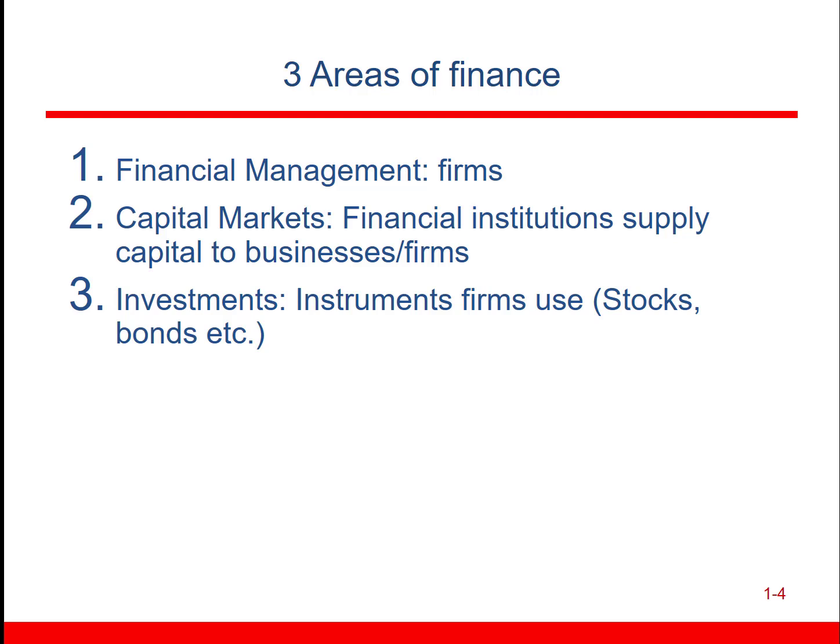Let's talk about three main areas of finance. The first one is financial management, which mainly focuses on decisions relating to how much and what types of assets to acquire and how to raise the capital needed to purchase assets. It's mainly about firms. Capital markets relate to markets where interest rates along with stock and bond prices are determined. The third one, investments, relates to decisions concerning stocks and bonds and includes a number of activities like security analysis, portfolio theory, and market analysis.